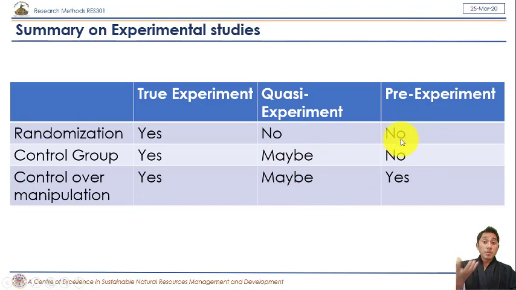Pre-experiment is when we do not have random assignment, like a bark beetle infestation group. We do not have control group because we never started our bark beetle infestation studies with a control group. And at last, we had some manipulation over the insecticide, whether we are going to use 10 kilograms or 15 kilograms or 20 kilograms. We had some rights. So there is a manipulation of the independent variable.